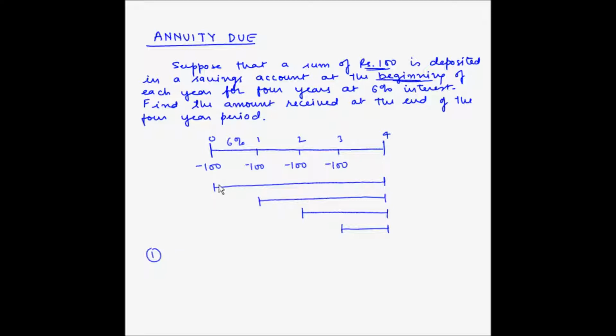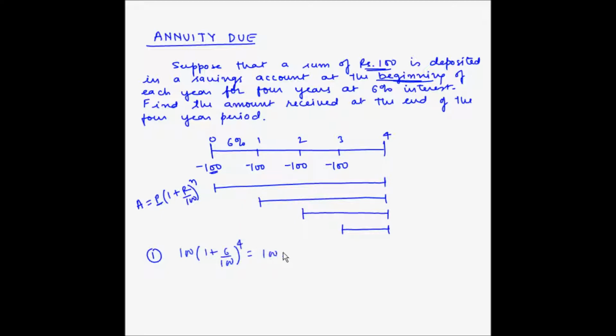So let's first take this 100 rupees. Now the formula for compound interest is the total amount is equal to the principal into 1 plus r by 100 to the power n, where r is the rate of interest per compounding period and n is the number of compounding periods. P is the principal amount. So P here is 100. So we have 100 into 1 plus 6 divided by 100 to the power n. n is 4 because this is a 4-year annuity.